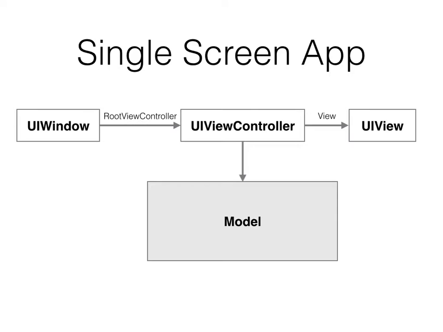See, a window has a root view controller, and you have to fill that in. And so at first you're going to think for a single screen application, it's a little strange because your view controller has a pointer to the model and a pointer to a view. And it's weird to have this little middleman in that exchange.